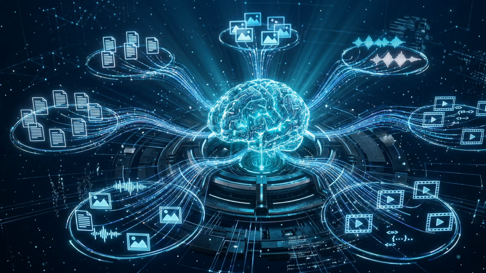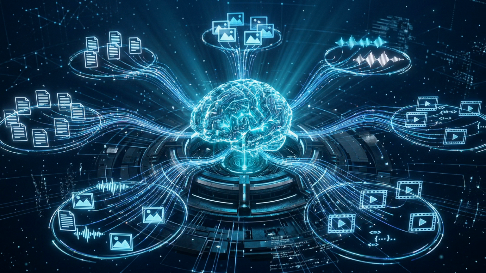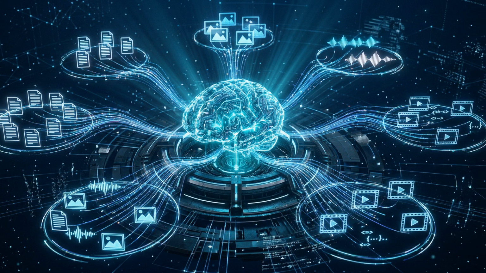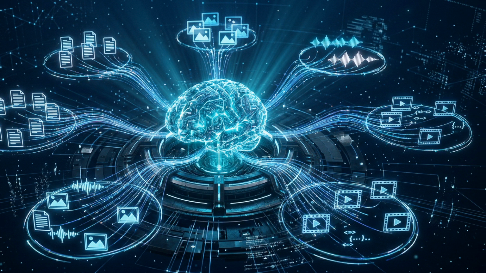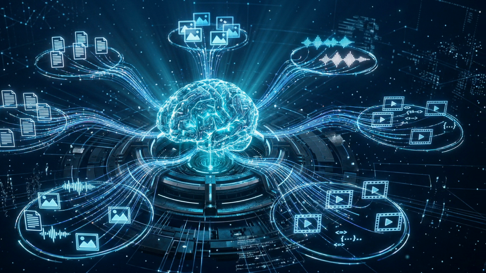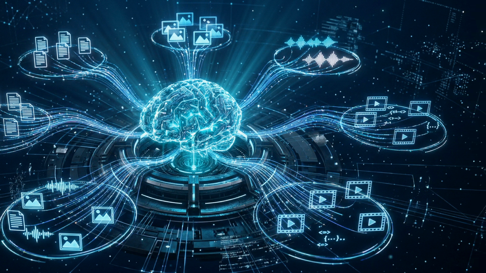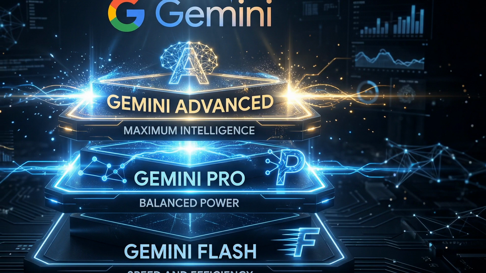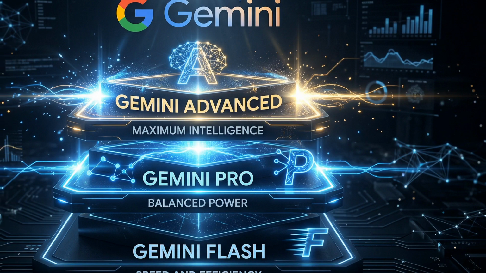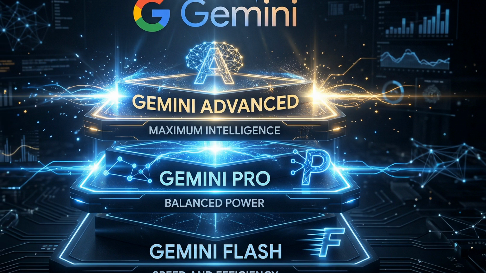Let us get started. Google Gemini is Google's most advanced AI model, a multi-modal AI system, which means it can understand and work with not just text, but also images, audio, video, and code all at the same time. Think of it as a highly intelligent assistant that can help you write, research, analyze, create, and problem solve across virtually any topic. Gemini comes in several versions.